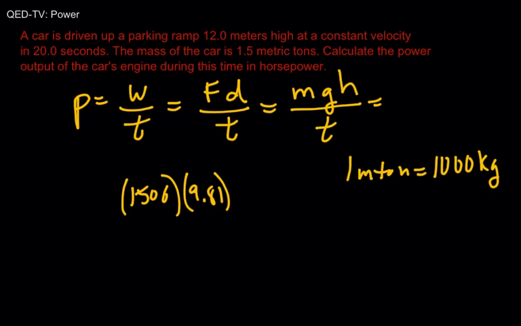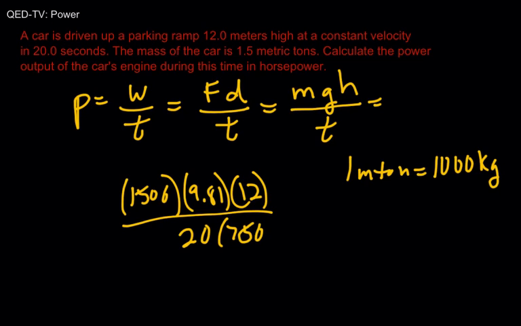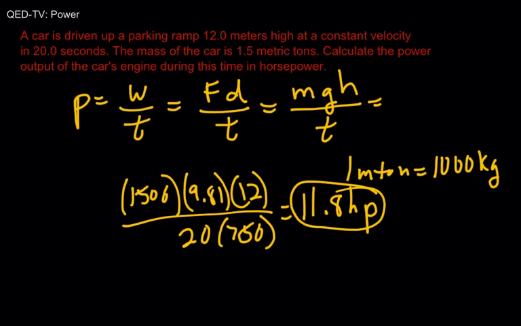The height that the car is going to be lifted is 12 meters, and the time that it takes to do it is 20 seconds. Now this will give us our power in watts according to this formula. But we didn't want it in watts. We actually want it in horsepower, which means we're going to have to also divide by 750. There's 750 watts in 1 horsepower. If you do this calculation, hopefully you've paused the movie and tried to do this problem on your own to see what you come up with. We get around 11.8 horsepower as the power output of this car. Okay, hopefully that makes a little sense.